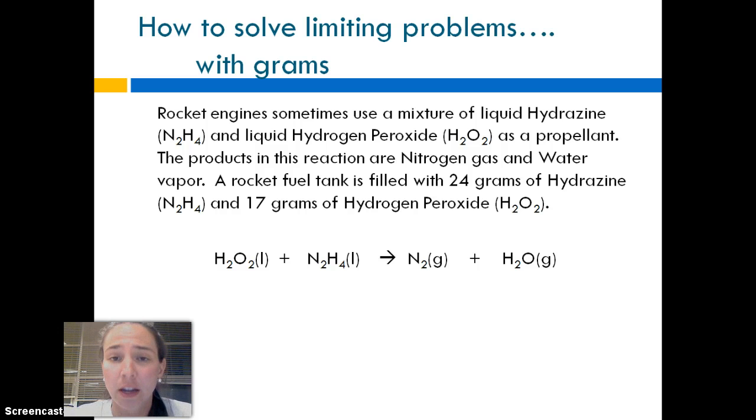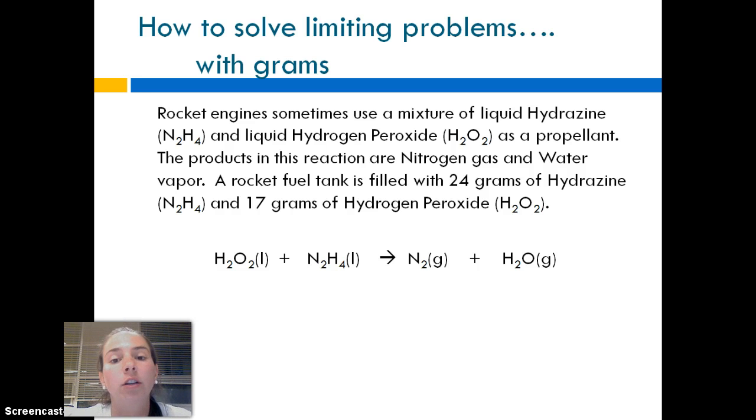All right, so now second podcast here is about how to solve these same types of limiting problems, except this time we're going to use grams. So let's go through an example to actually learn how to do this. We're going to follow the same 4 steps. You can see those 4 steps on your notes. You can see the same example problem in your notes. Write it down as I do.